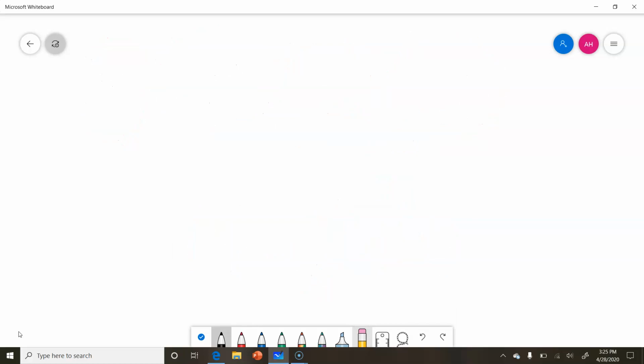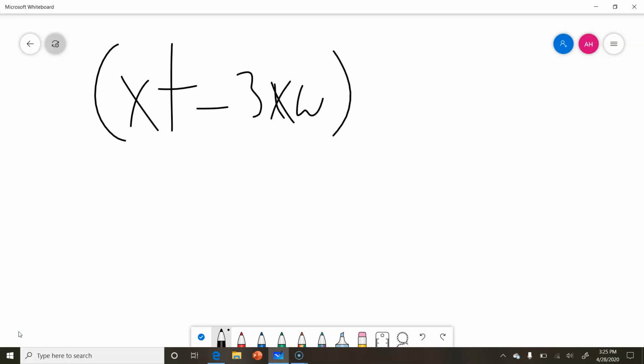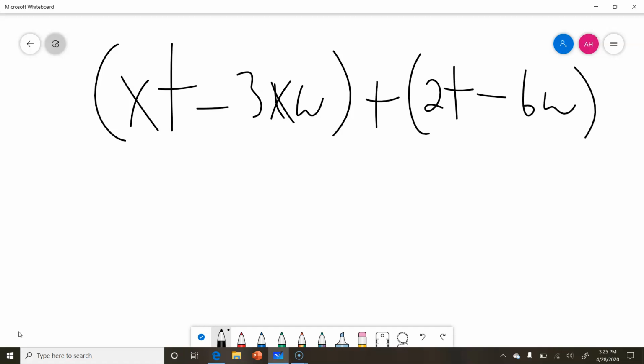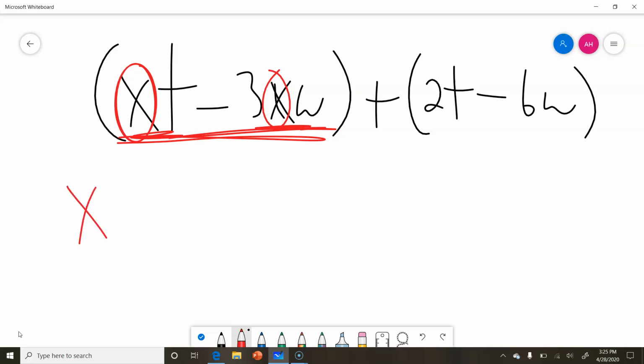If you need to pause and watch that again, hopefully that will be helpful. Let's do another one that's going to be a little bit challenging as well. Let's say they give us xt minus 3xw, all of that plus 2t minus 6w. What we always do here is look at what we can take out. What do these two have in common? They both have an x. So I'm going to pull out the x, and I get t minus 3w.